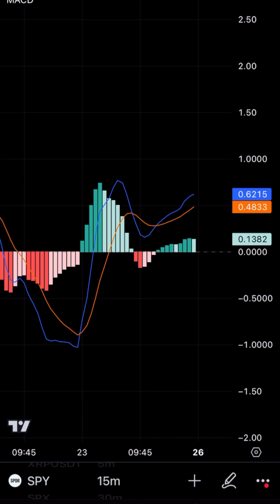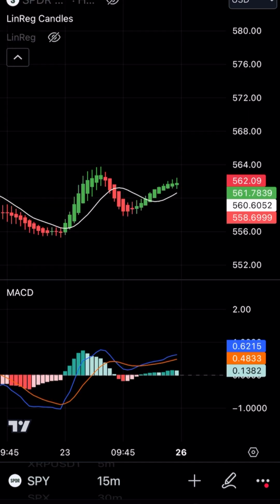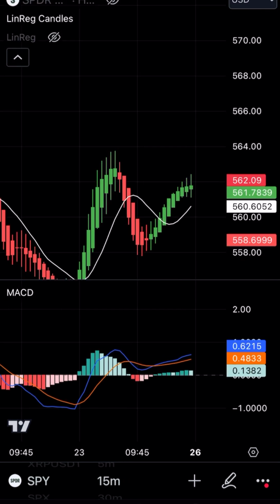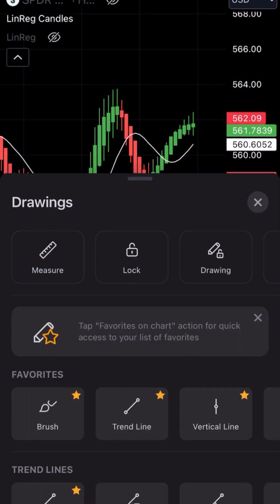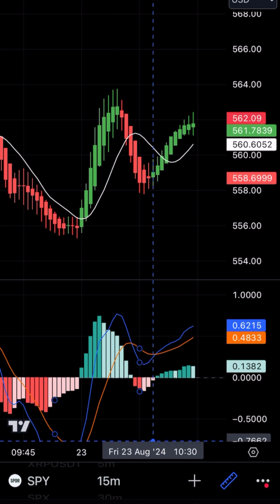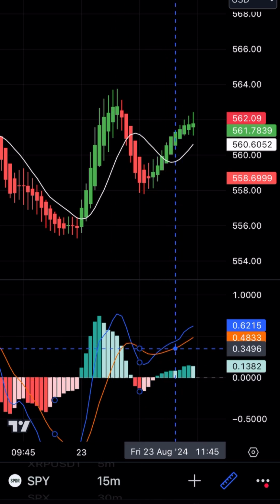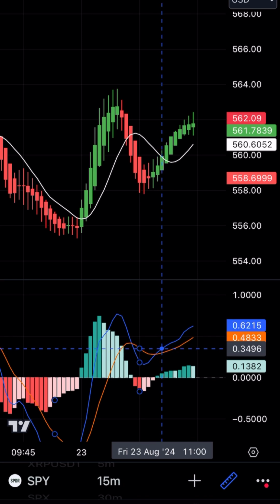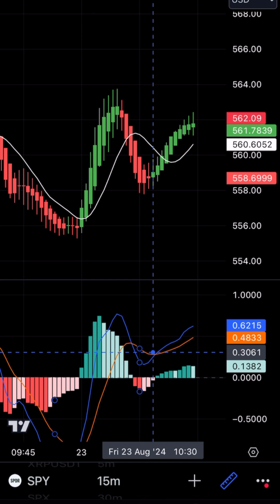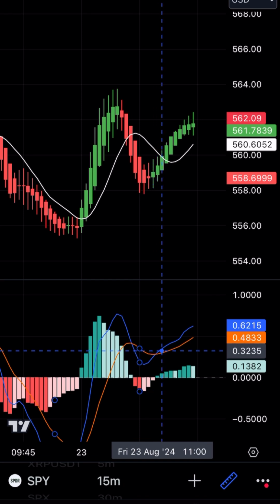So you want to find moments of getting in. Let's look here on the 15-minute real quick on SPY. We can scalp SPY by just looking at the MACD. Since we know that it's in an uptrend, that's what we're going to focus on. We want to focus on all the moments when the lines are above the histogram and crossing right here. You want to enter your trade when it's crossing and it's above the histogram.